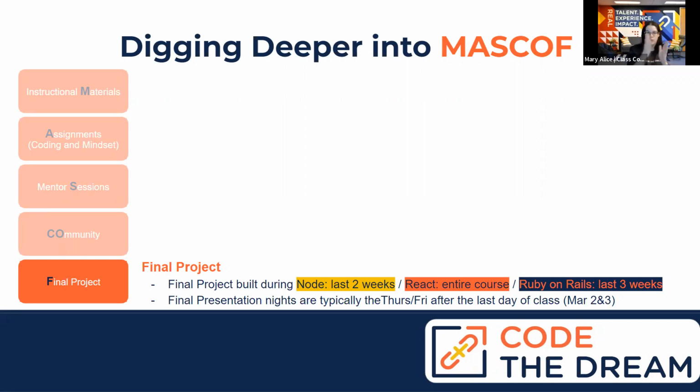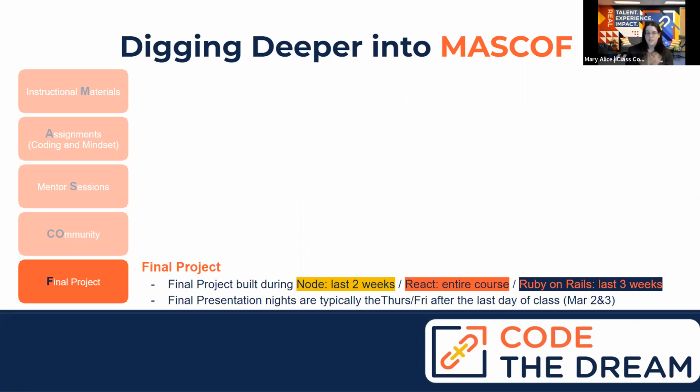For the React class, you are building your to-do list app, which is your final project from week 1 all the way through. All of your coding assignments will walk you through step-by-step how to build it. And then you have a final week to tweak and make any adjustments or hit some stretch goals or things like that.